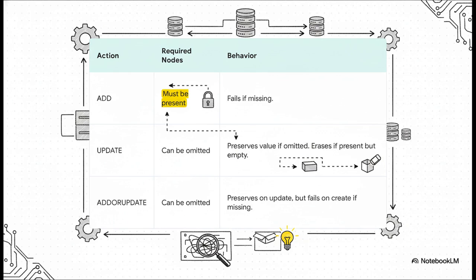Okay, you're going to want to pay close attention to this one. Seriously, understanding how the API handles your data is going to save you so many headaches later on. This table breaks it all down. For example, look at update. You can leave out fields you don't want to change, and it'll preserve the old value. But, and this is a big but, if you include a field and leave it empty, the API will wipe out whatever was there before. Knowing these little rules is absolutely critical.